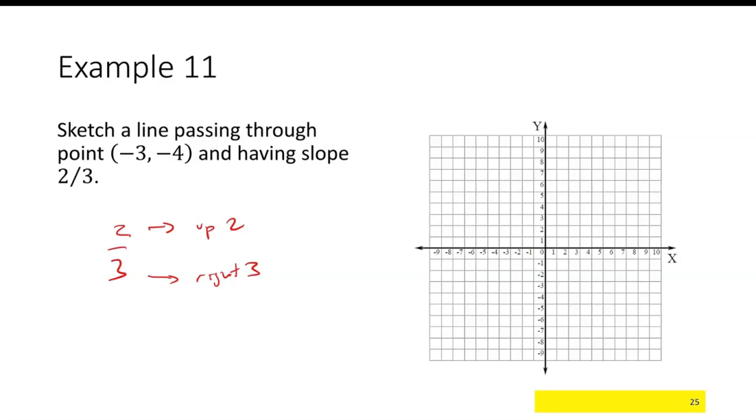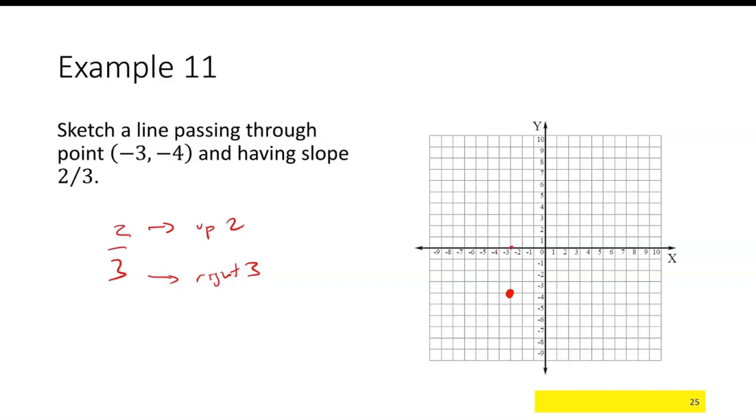So I'll start with the point. My ordered pair was (-3, -4). So -3 on the x-axis. And I go down 1, 2, 3 to -4. (-3, -4) is right here, plotted.